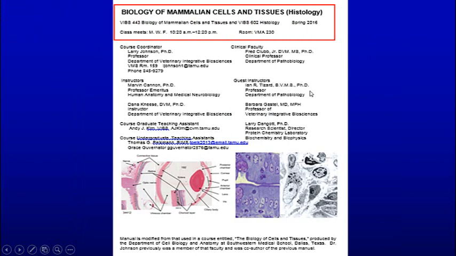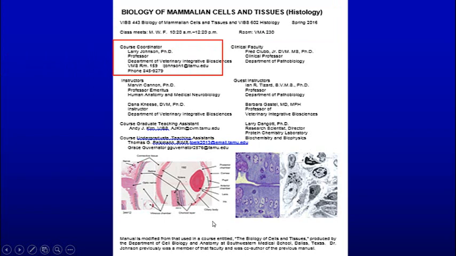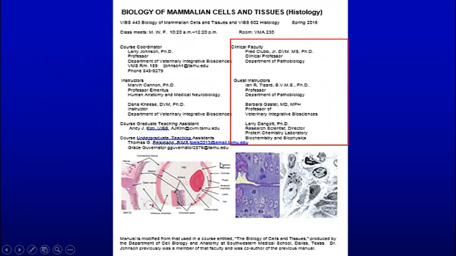So this is the biology of mammalian cells and tissues, 443 and 602 for undergraduate and graduate students. We have a host of people that participate. We have some guest lecturers in this course, and this manual we'll be using came from Southwestern Medical School whenever I was a faculty member there. As I said, I'm a professor in veterinary integrated biosciences, and we have other instructors that help out with this course as well as guest lecturers.